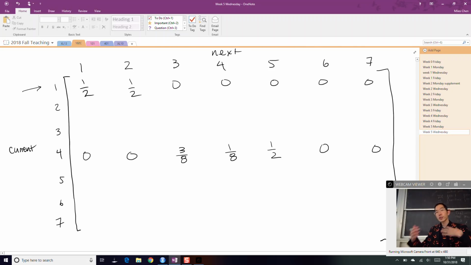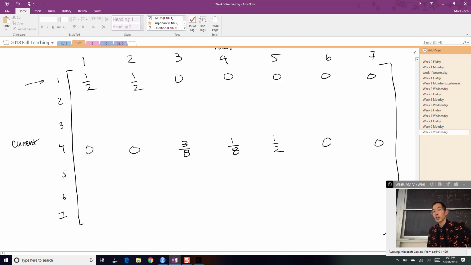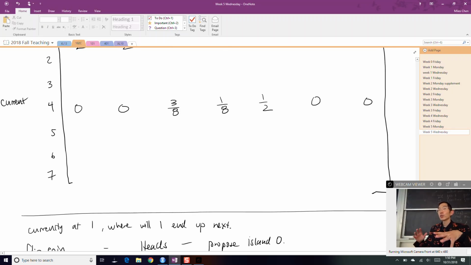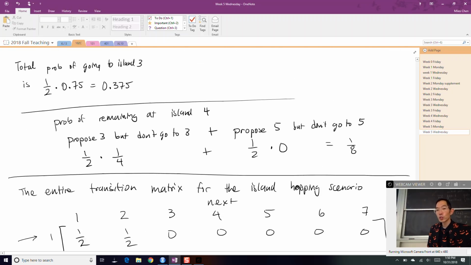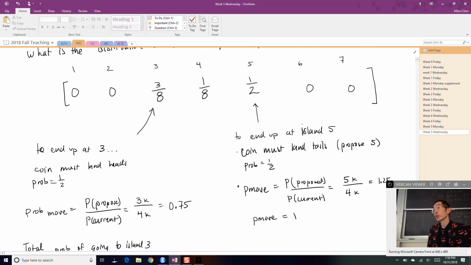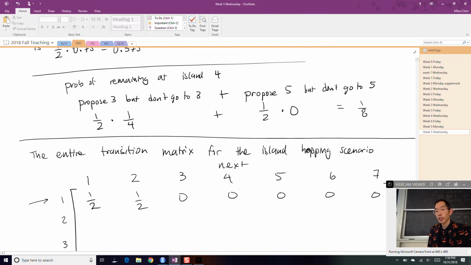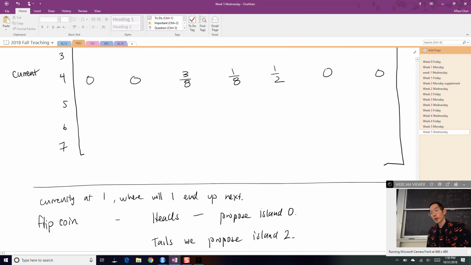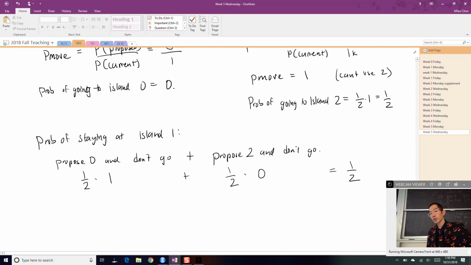And we can use this set of rules to fill out the rest of our matrix. And if we do fill out the rest of the matrix using these rules, we will end up getting a transition matrix whose stationary distribution is exactly equal to the distribution that we want, the target distribution, where the populations are in proportion to its island number.